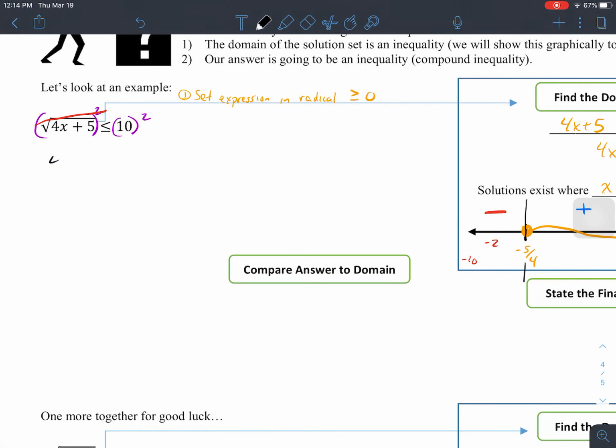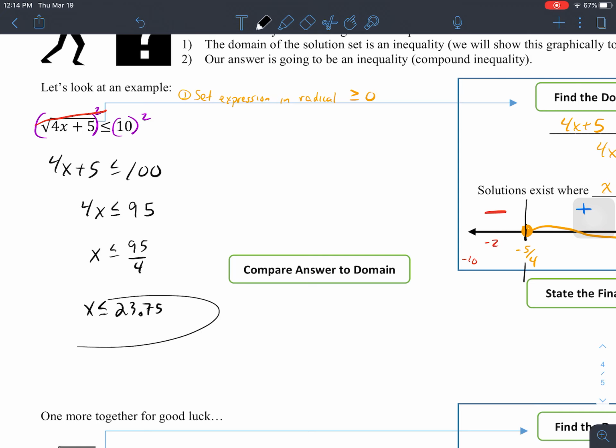The square and square root cancel, and I get 4x plus 5 is less than or equal to 100. So I will subtract the 5. 4x is less than or equal to 95. And then when I divide by 4, I can leave it as 95/4 to be consistent with the other part. Or if you want to, you can change it into the decimal, which is x is less than or equal to 23.75, since that's not a bad decimal to use.